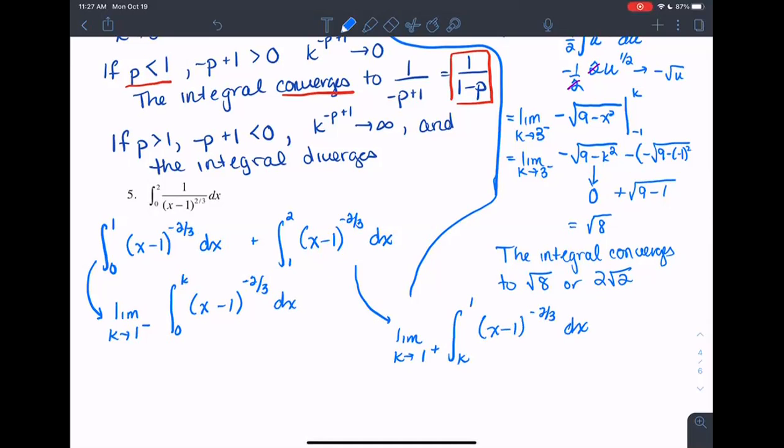So go ahead and try to evaluate those two limits, add them together. Remember, if one of them turns out to be infinite, then the whole thing diverges and you don't have to keep going. But if both of them are finite, then you'll add them together to find the value of the integral.